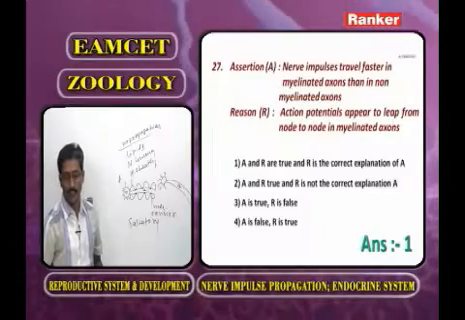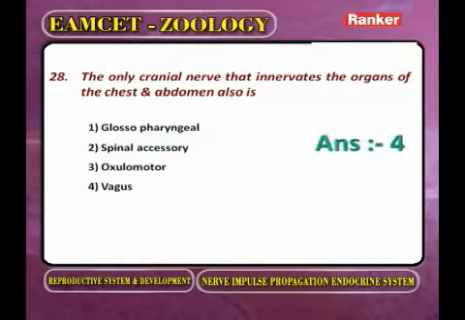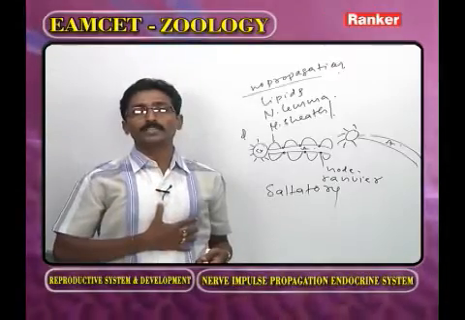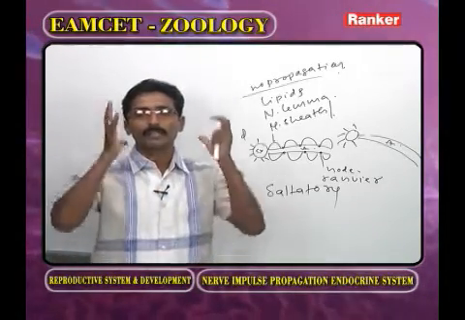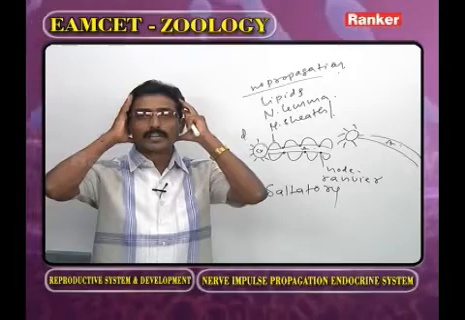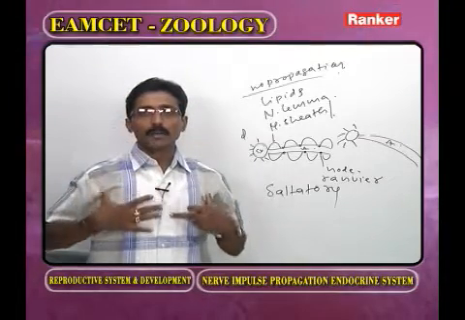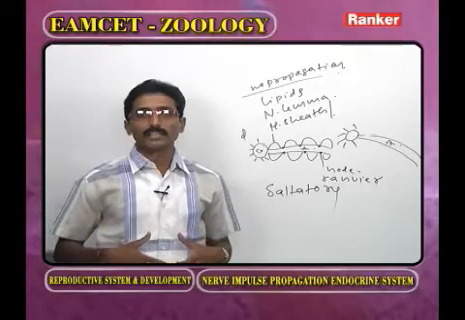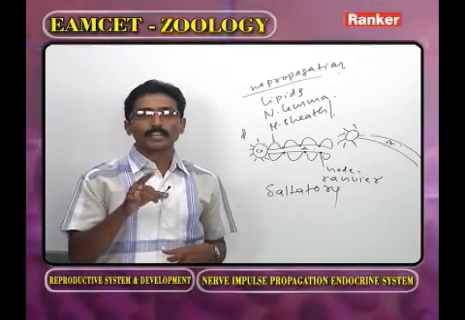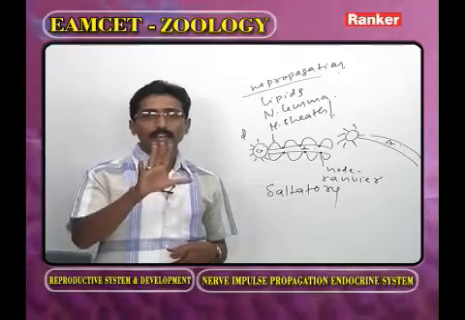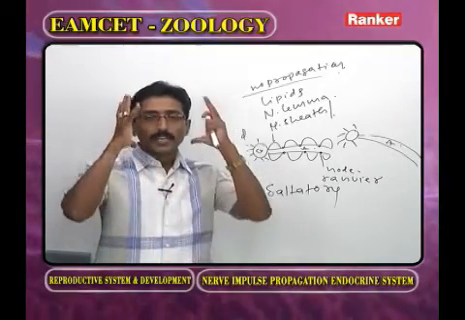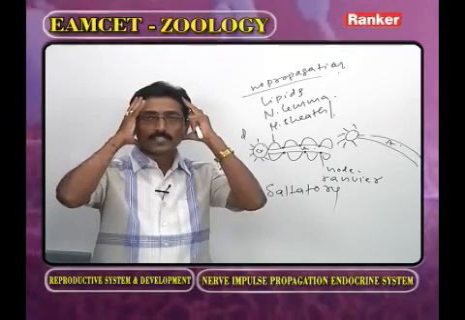Now we go for the next question. The only cranial nerve that innervates the organs of chest and abdomen. Now you have to observe this part we call the chest and this part we call the abdomen. And we know very well this part we call the head region. Behind the head region, the parts are getting branches from the 10th pair of cranial nerves, that we call vagus. Vagus does not give any branches to the parts of the head region.